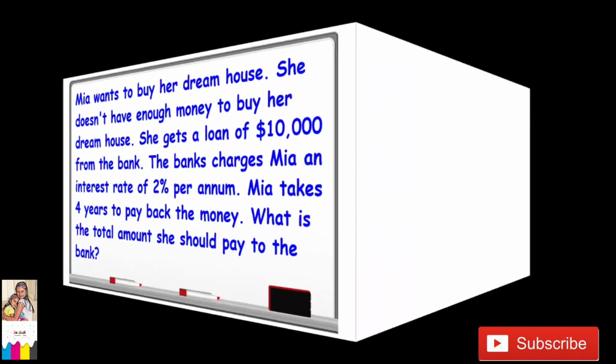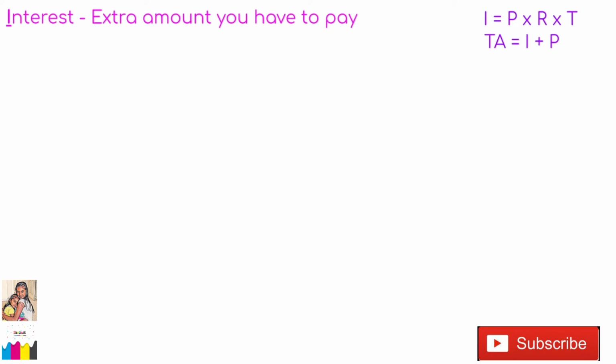So let's move on. Okay, so first of all, I'm going to show you 2 formulas that you need. And I'm not going to tell you what they mean just yet. I'm going to tell you after telling what the formula is. So, I equal to P times R times T. TA equal to I plus P. Now, I'm just going to tell you TA. TA is the total amount. Now, the others, we're going to look right here. Interest, which is for I, is the extra money you have to pay. Do we know what our interest is in Mia's situation? No, we don't. So that's a question mark.